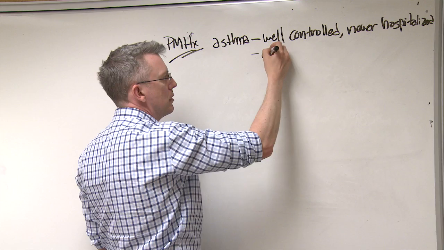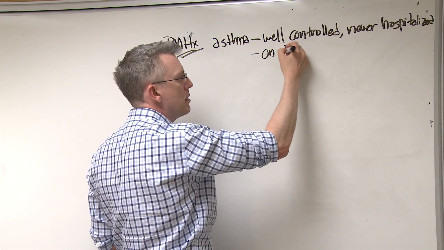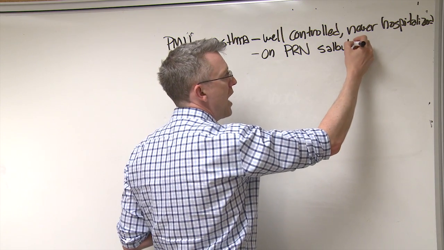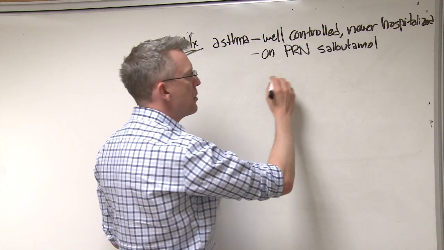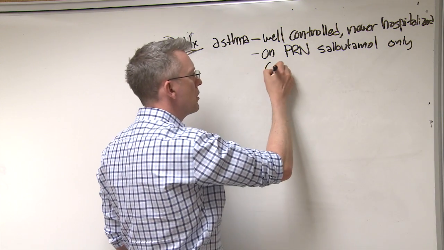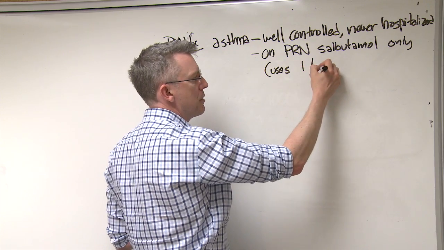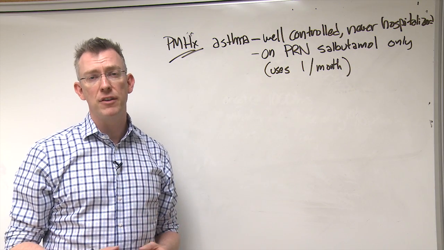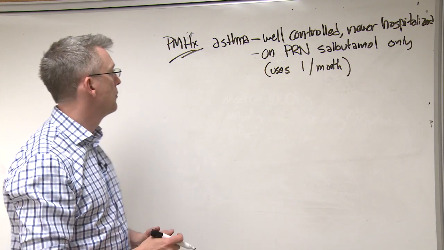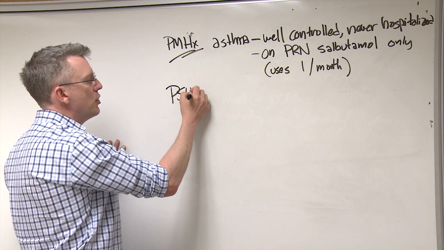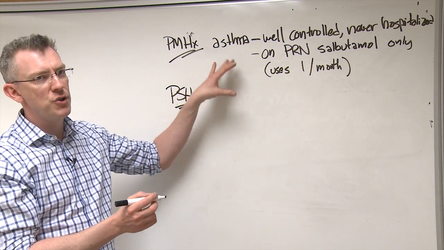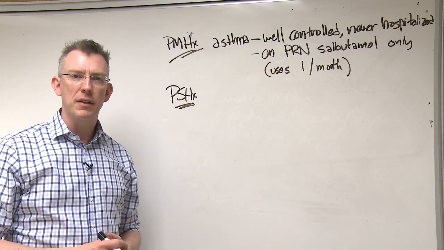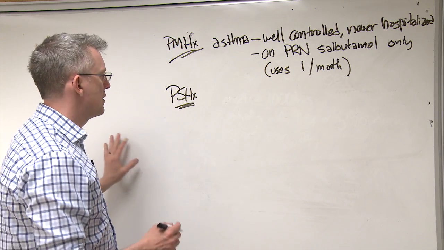let's say on PRN beta-2 agonist, so like salbutamol, PRN salbutamol, or albuterol, depending on where you live. On PRN salbutamol only, uses 1 per month. Then it's very clear this is very mild asthma, as compared to somebody who's been in and out of hospital with asthma and is on high-dose treatment and so on. So past surgical history. You can lump surgeries, like I did earlier, into past medical history, or have it teased out. Different people like different things. It's probably better to tease it out separately, and then that way it's just clear.